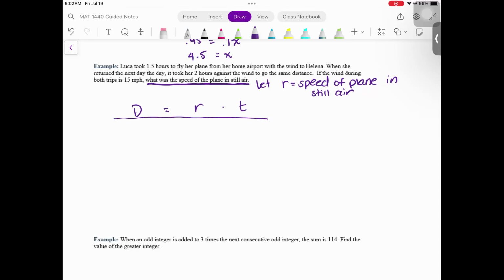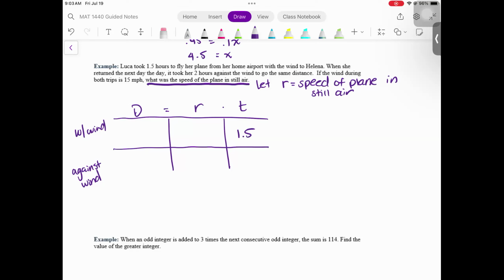The relationship we're going to be using is that distance is equal to rate times time. And I'm going to build a table for these values. Now, there were 2 trips that we're going to fill out this table for: with the wind and against the wind. That first sentence tells us that it took Luca 1.5 hours to fly from her home to Helena with the wind. So we know that the time here is 1.5 hours.